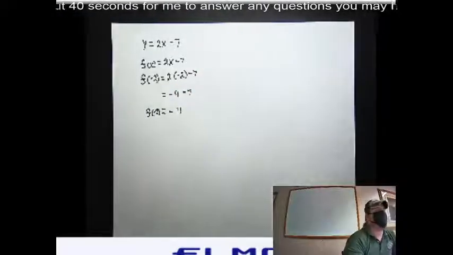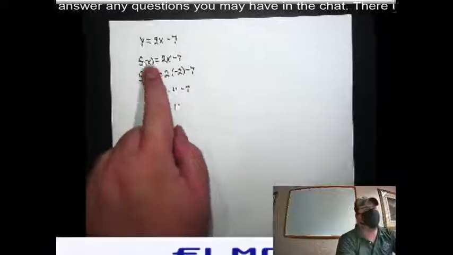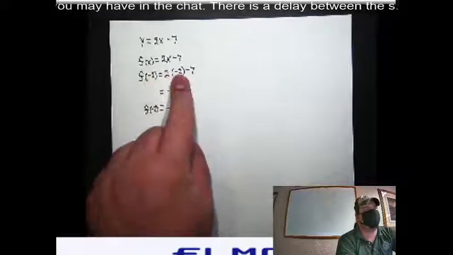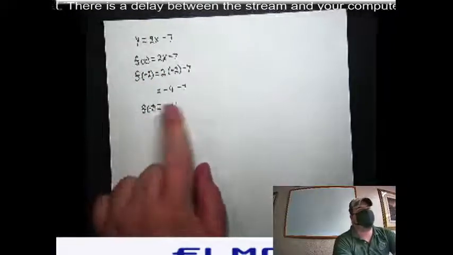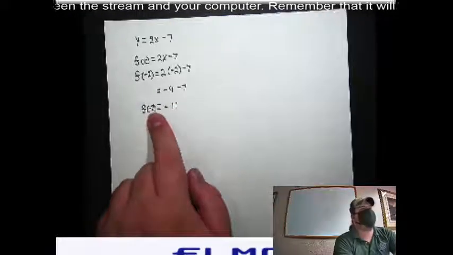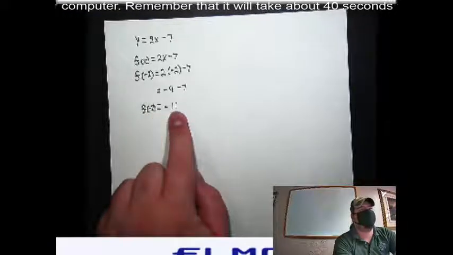And this is how we work with functions. Again, this thing right here is what we're plugging in. So if we want to plug in a negative 2, we change that to negative 2 and plug in a negative 2 there. And then it gives us this out. F of negative 2 is negative 11, which says that if we plug in a negative 2 for x, our y will be negative 11.